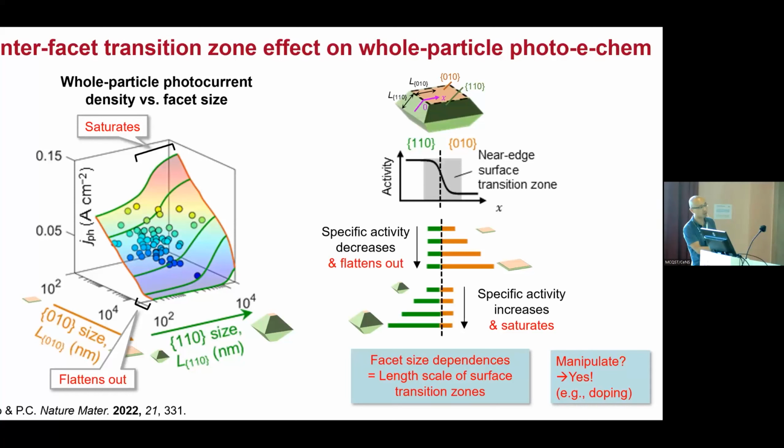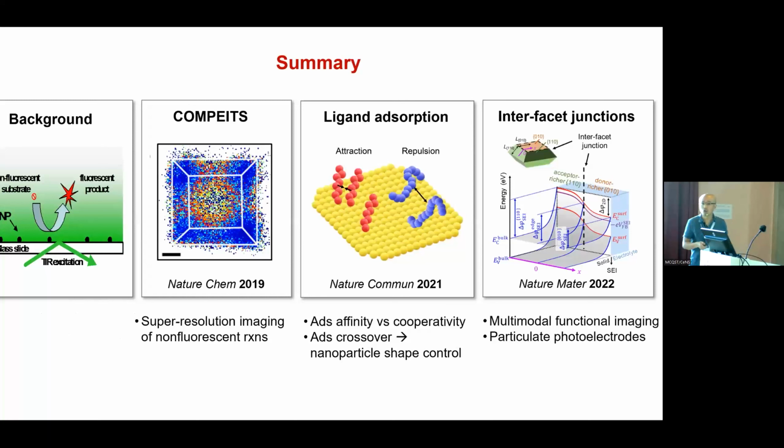So we can do chemical doping, and I won't be telling you this. Its details are in this published result. Now, I want to finish here, and hopefully I gave you a brief history of single molecule fluorescence detection in looking at nanoparticle catalysis. I introduced a technique called COMPEITS that allows you to look at nonfluorescent processes at super optical resolution. We applied the technique to look at ligand adsorption on gold particles. At the end of the talk, I told you something about photoelectrochemical behaviors of individual semiconductor particles, in particular, this inter-facet junction effects that are analogous to two-dimensional junctions in semiconductor photoanodes.